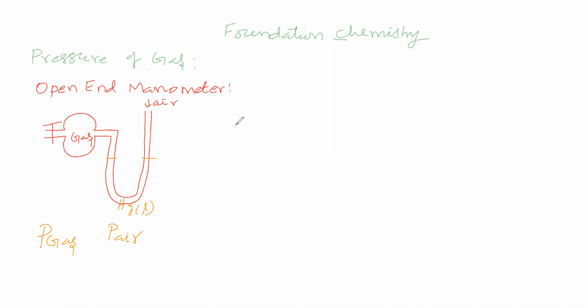Next we will take another vessel. In this vessel we will take the gas whose pressure we want to measure. This vessel we will close, and it is open end, therefore atmospheric air is exerting pressure here. In this limb mercury is present. Suppose the left side level is this much, and the right side level is this much.